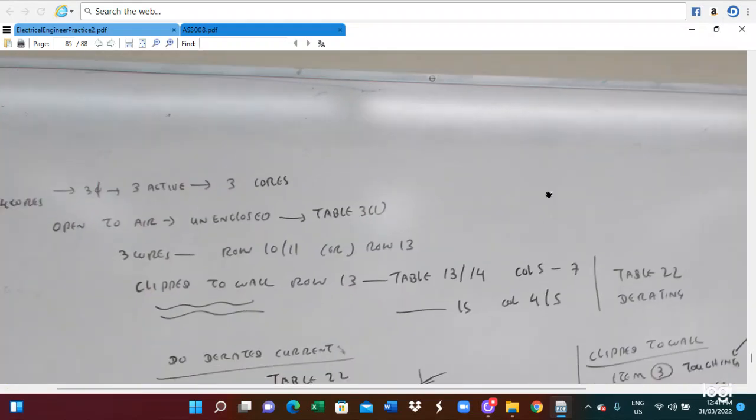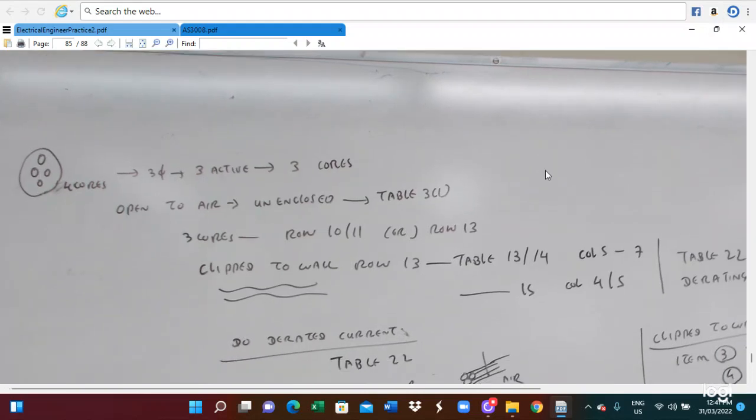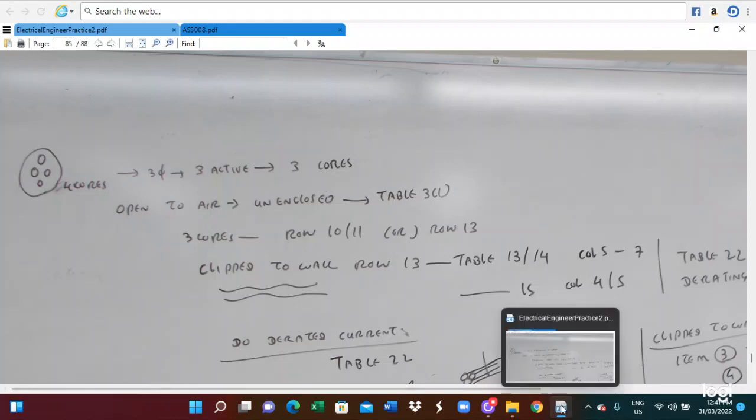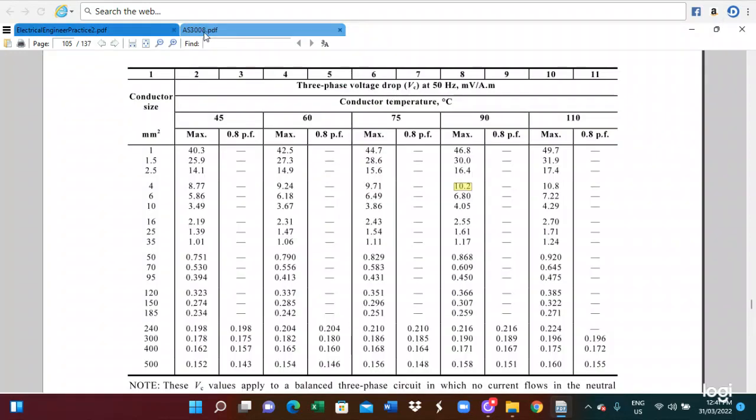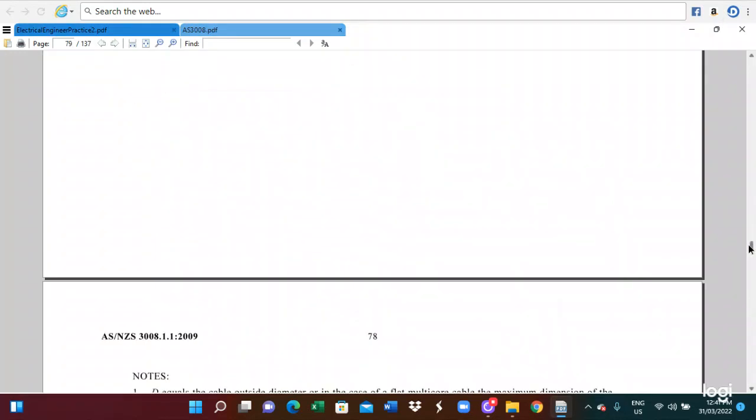In this case, the installation is 4-core. 4-core means a 3-phase wire, which is 3 active wires, that is 3-core, and then an additional neutral wire, so this is a 4-core. Open to air means unenclosed. So we have to select table 3/1. Table 3/1, unenclosed. So firstly you look at table 3/1 unenclosed. So we look at table 3/1.